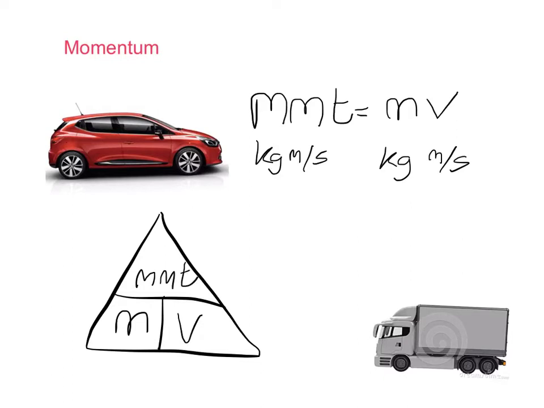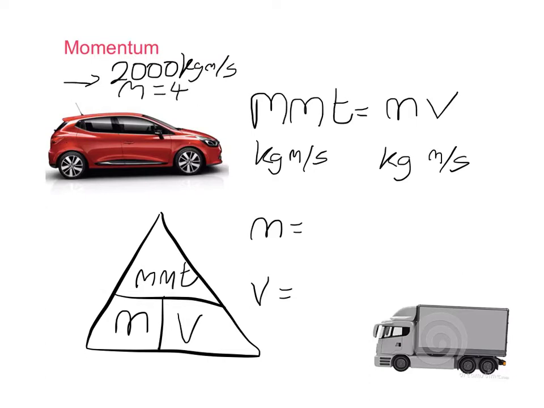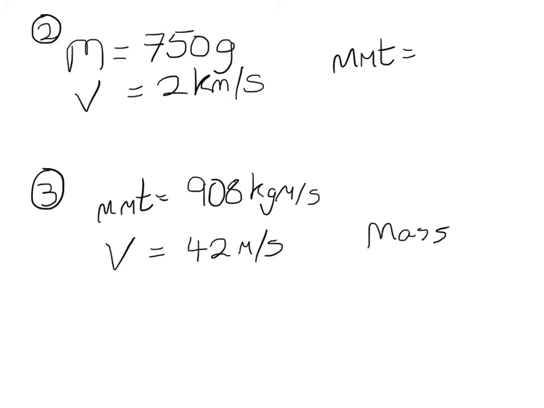I'd like you to try and rearrange that, put them over on the side here, v equals, and then can you have a go at one? If the momentum of this car was 2,000 kilograms meters per second and had a mass of 400 kilograms, could you find the velocity for me? And here we have some more questions, so hit the pause button, copy these into your book and have a go at them.